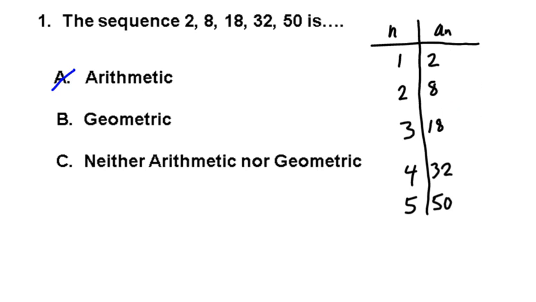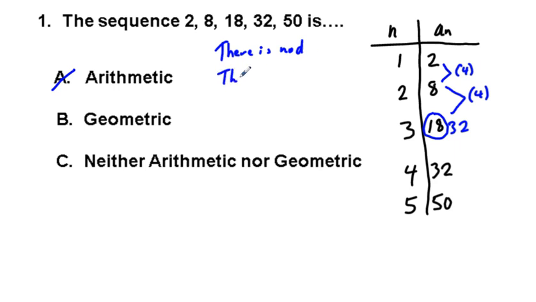Next, geometric. We're going to test for the geometric, so find out if we have a common ratio. Well, 2 times what equals 8? 2 times 4. And if we apply that same common ratio to 8 times 4, we should get 32. But instead, we got 18. Since we do not have a common ratio, there is no common difference d and no r, so it can't be geometric either. So we have neither arithmetic nor geometric. That's choice C.